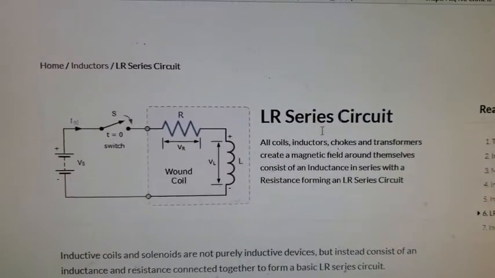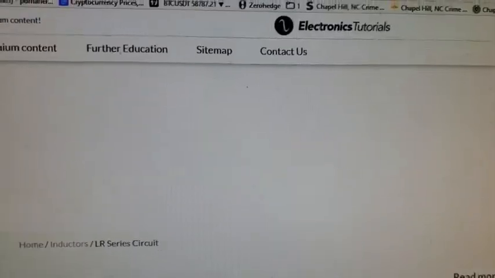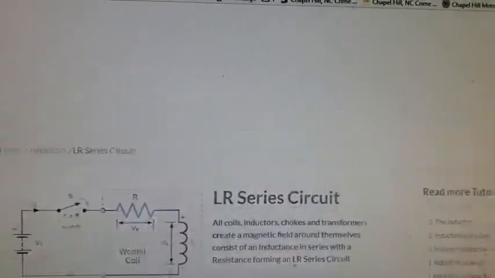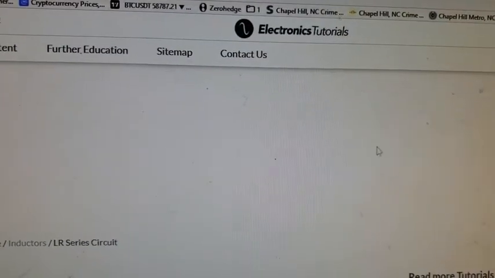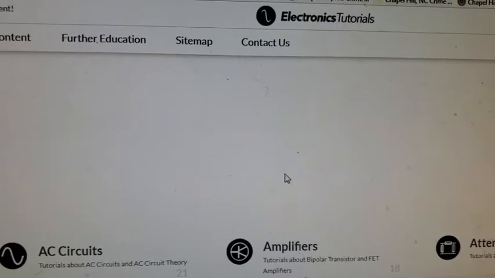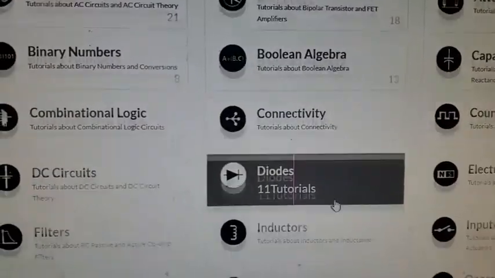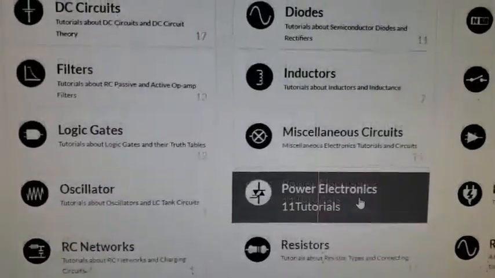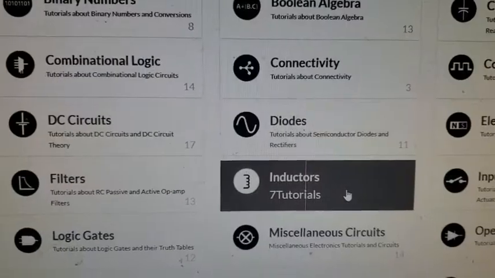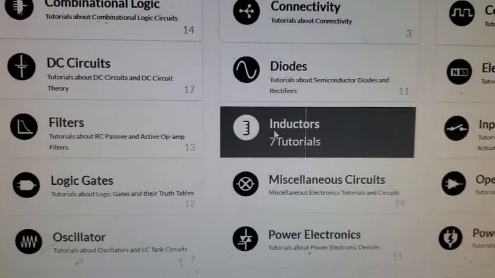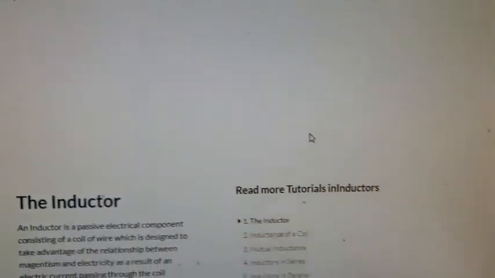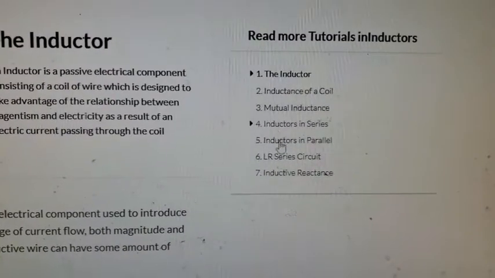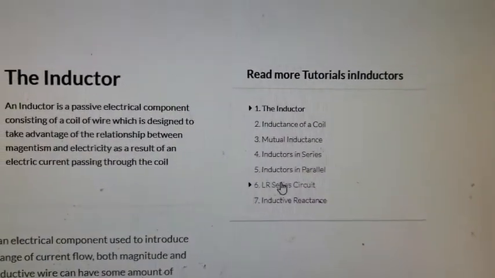Therefore, we will use as a springboard this electronics tutorial site, which I believe is maintained by Texas Instruments. I haven't gone through all of this, but it is, in my view, just top-notch. So if you want to get up to speed on some of this, these are the things to go through. We can go to the page on inductors, and there are within there a few brief chapters, and we're going to go to LR series circuit.